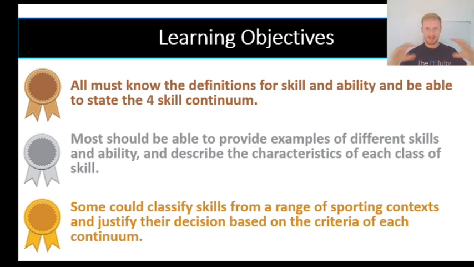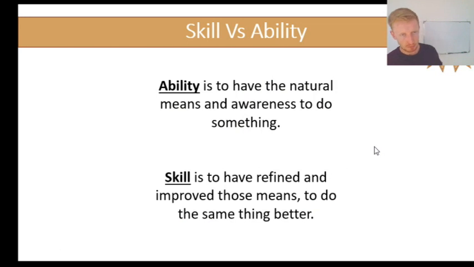Then we're going to pad that out with the descriptions and characteristics for each continuum, and by the end we're going to be dropping sports into it, and we're going to be talking about where one skill movement could be on each of those four continuums. Now you might be thinking, what is a continuum? Don't worry, we'll cover that. So first of all, skill versus ability.